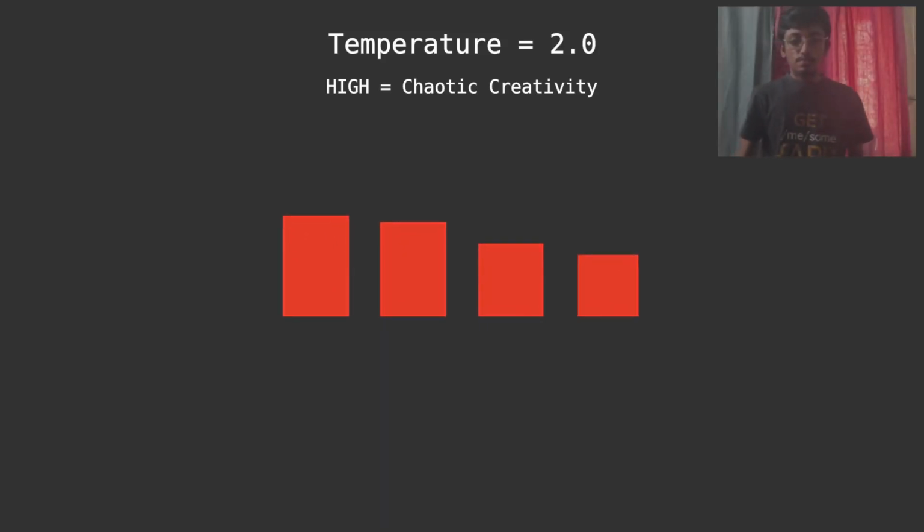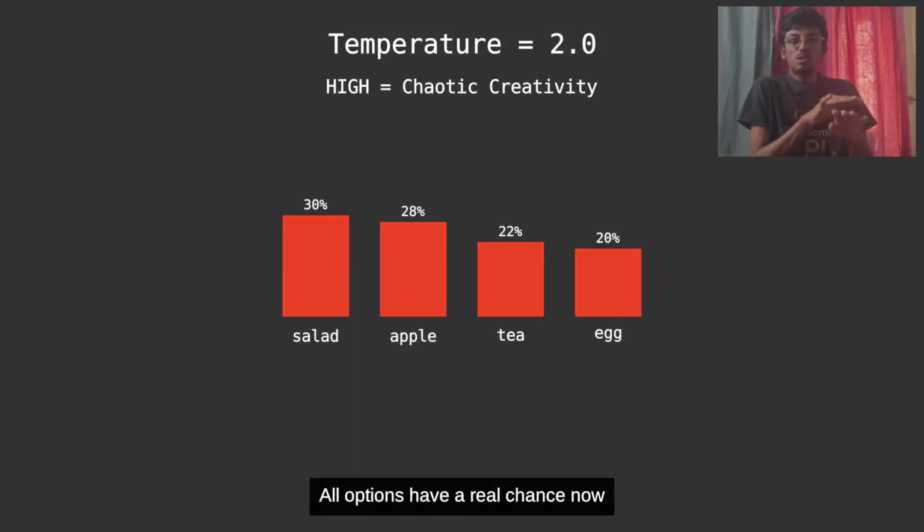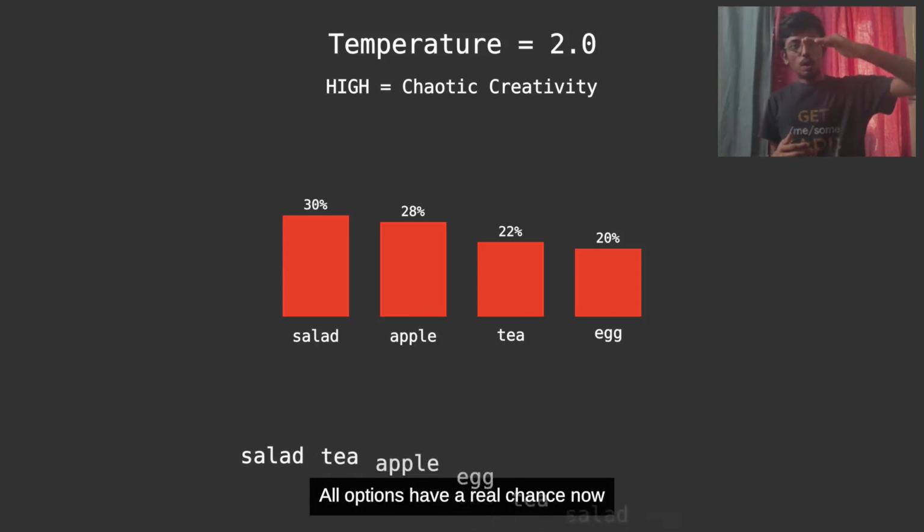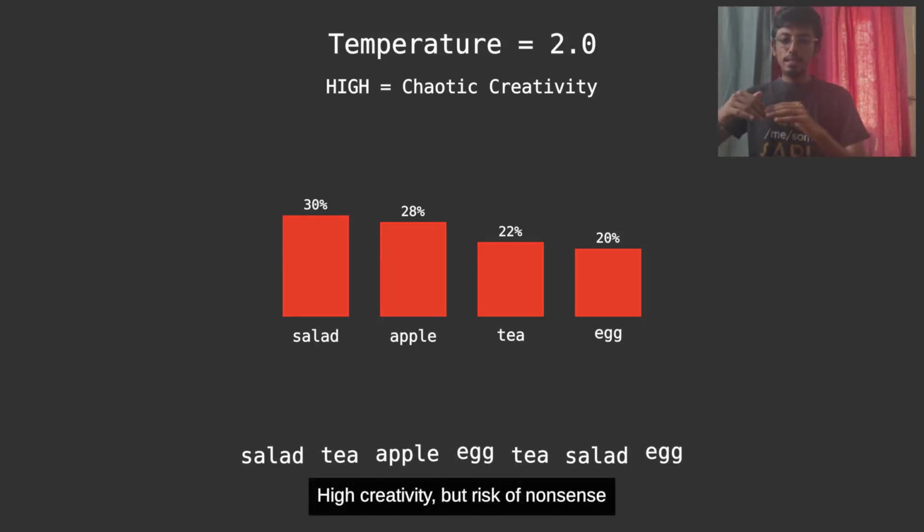At temperature 2, that is higher than 1, you can see the distribution absolutely flattens. The salad's probability shrinks, and the apple and tea grow. Suddenly egg has a fighting chance. It went from 1% to 20%. This is increased entropy, entropy in the sense of randomness. Mathematically, we are giving the underdogs more weight. To us, it feels like creativity. To the model, it's like rolling a dice with more sides weighted more evenly.